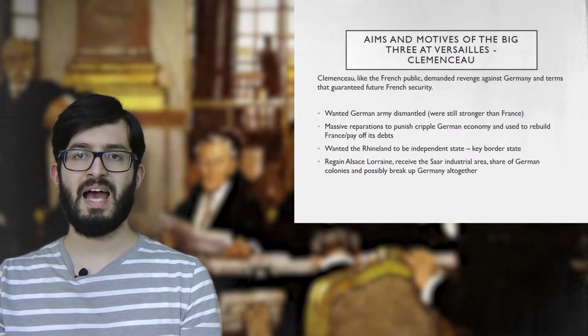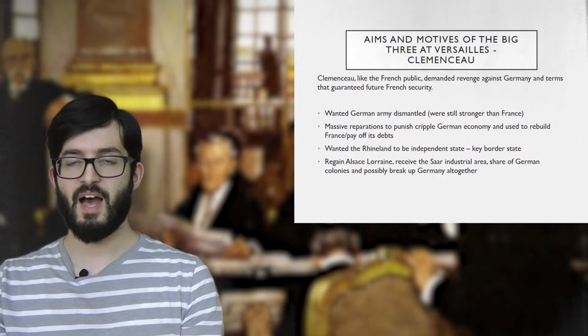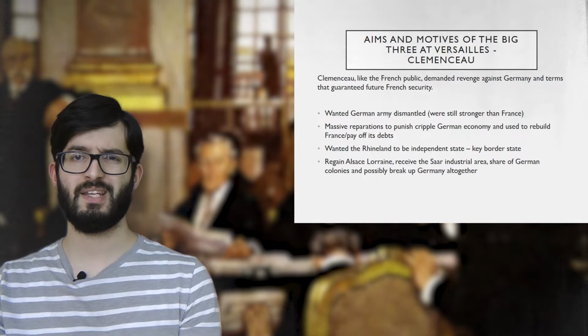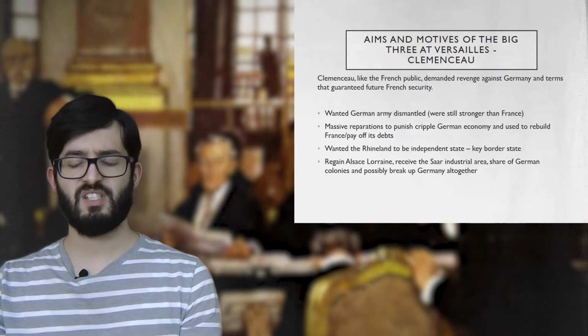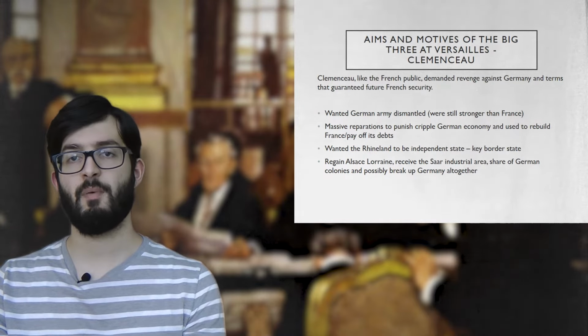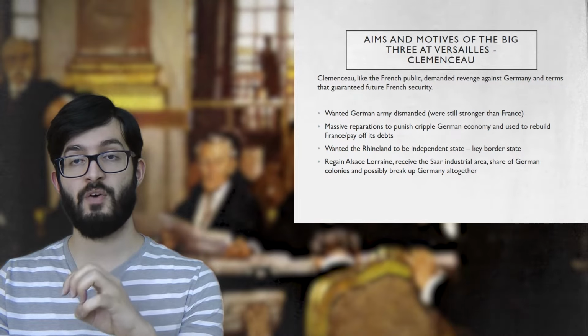And then lastly, in terms of key aims, there are some other smaller aims as well. They wish to regain Alsace-Lorraine, which is a former French territory that was lost to Germany in the Franco-Prussian War, and so it had been taken over by the Germans, but was originally French territory. They wish to receive the Saar industrial area, which is a key border area, but more importantly, has a few of the important industrial areas of Germany.